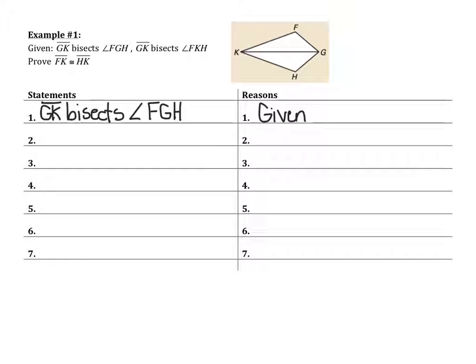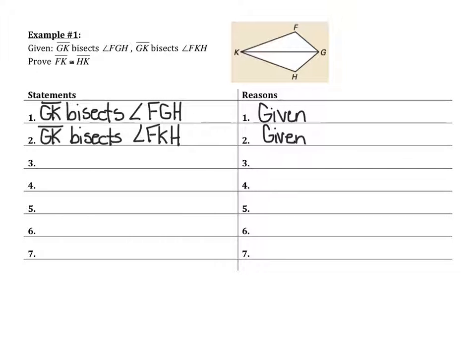So segment GK bisects angle FGH, which was given. And next we'll do segment GK bisects angle FKH, given. So let's talk about what it means for a segment to bisect an angle, because this is happening twice within our proof. So it says GK, which is right here, bisects FGH. If a segment bisects an angle, it means it cuts it into two congruent angles.